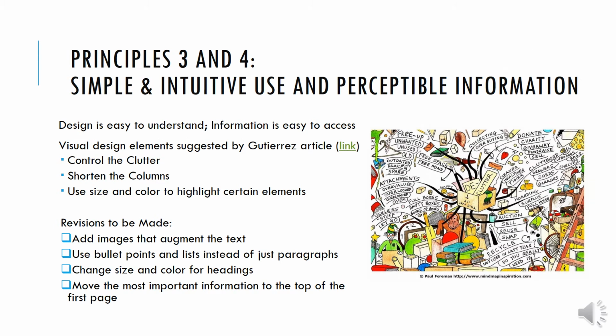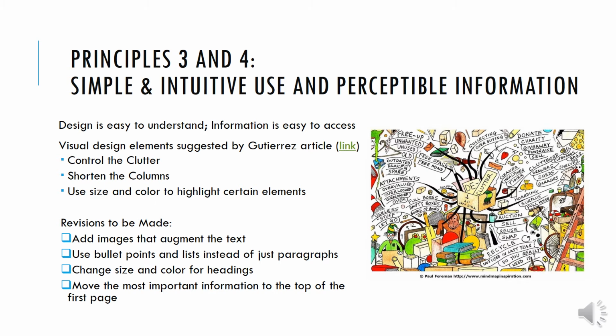Principles 3 and 4 are simple and intuitive use and perceptible information. What this means is that the design is easy to understand, and the information on each page is easy to access. Plus, you're talking about visual design elements in this situation, and I highly recommend reading the Gutierrez article. Three points Gutierrez made in the article were to control the clutter, shorten the columns, and use size and color to highlight certain elements. These are all design strategies that I can use within my rhetorical analysis assignment description in order to make the description more accessible to users.